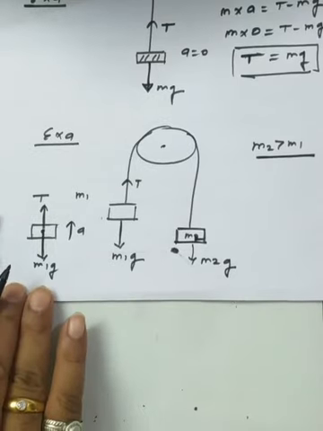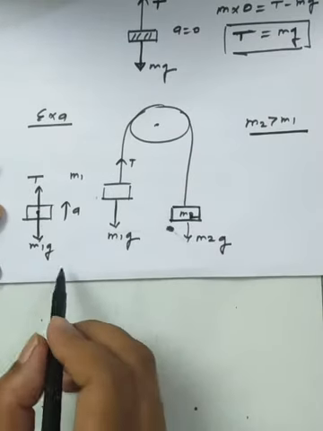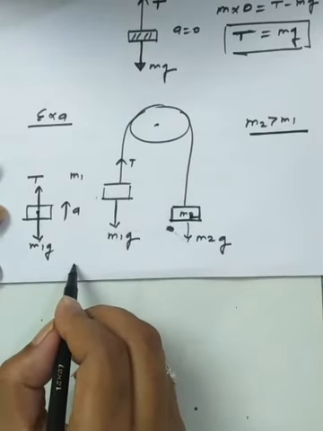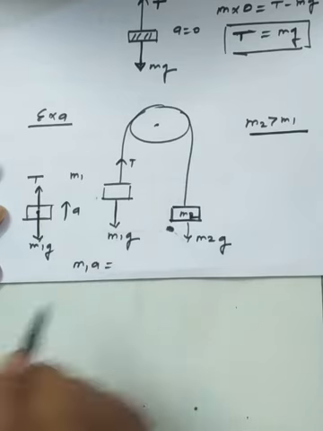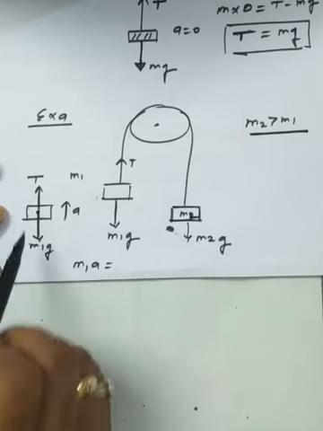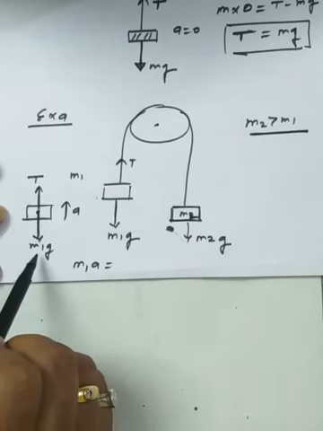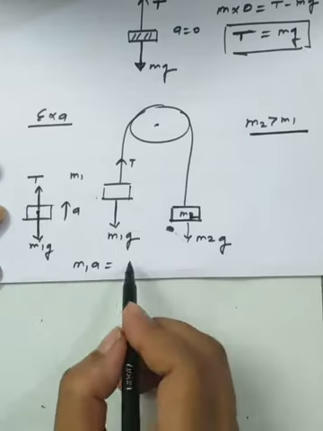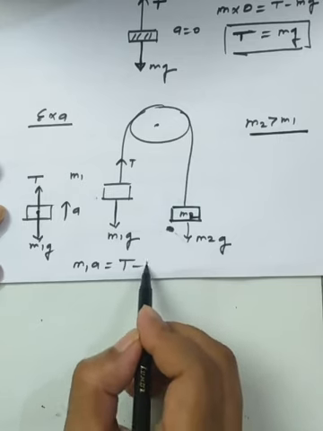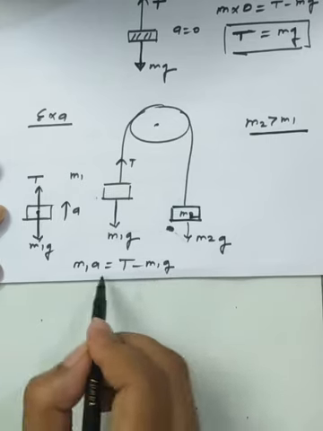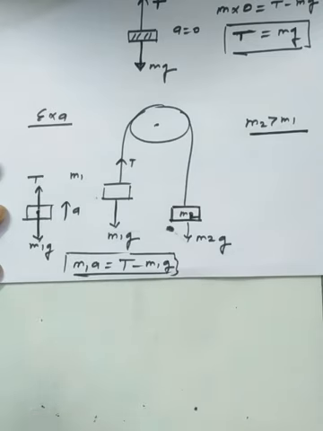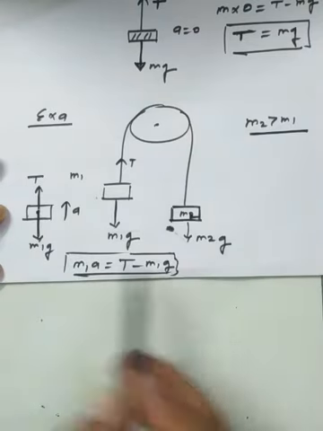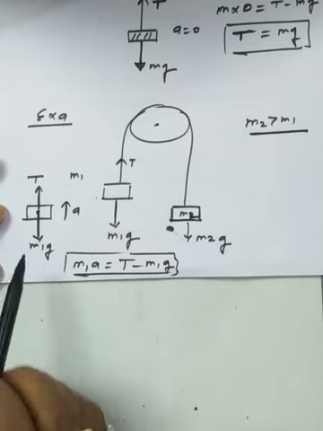So how can we resolve the second law of motion, that is the force law? We are applying the force law here: tension has a greater magnitude, so that's why the body is moving in an upward direction. So easily I can write m1a is equal to T minus m1g. So this is the first equation of the force law, or the second law of motion, for the system on behalf of the FBD.